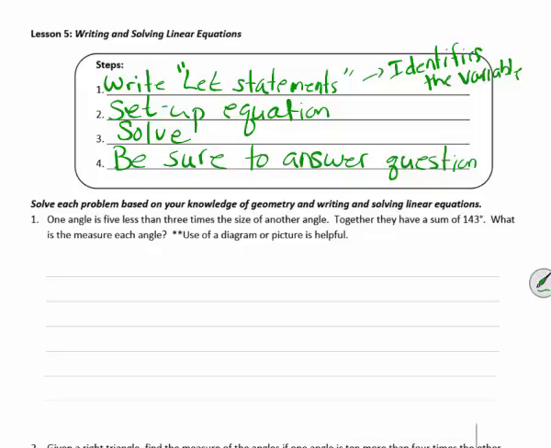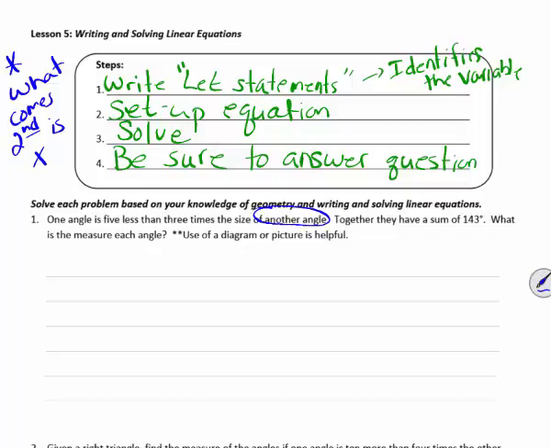So another thing that I don't have room here for steps, but one thing that I want you to write down here is that whatever comes second is going to be your x. So what comes second is x. And you'll see what I mean by that in a second. So here we're going to be talking about angles, right? So it says one angle is 5 less than 3 times the size of another angle.